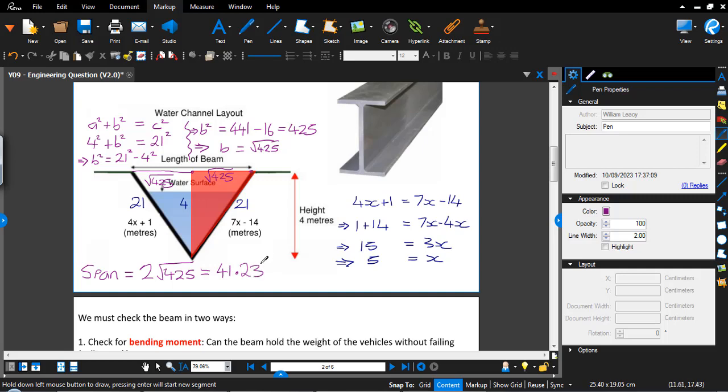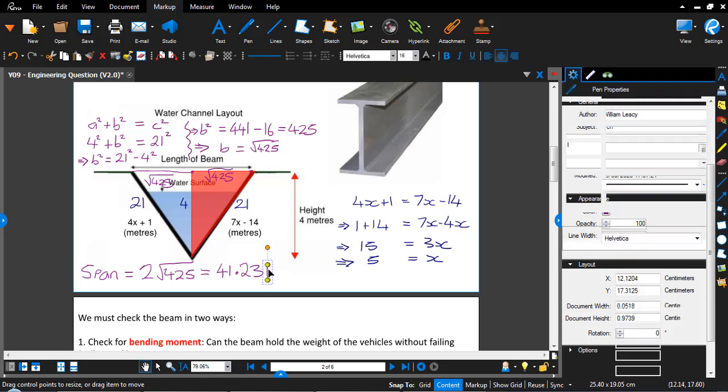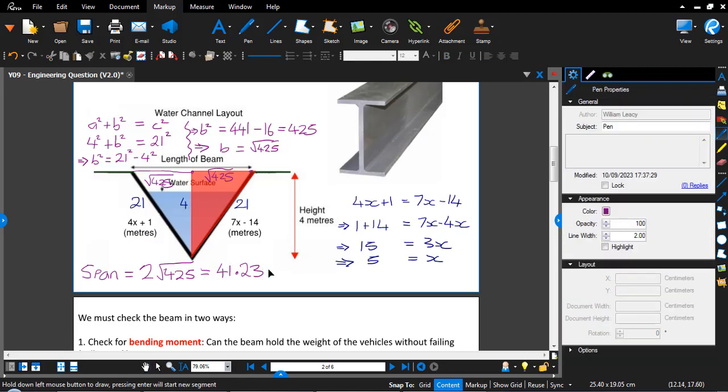41.23. So I'm getting 23105. So rounded to the nearest decimal, it's this. That's to the 3rd decimal place. But in engineering, you always round up, because if you round down, that means that you're making it less safe.